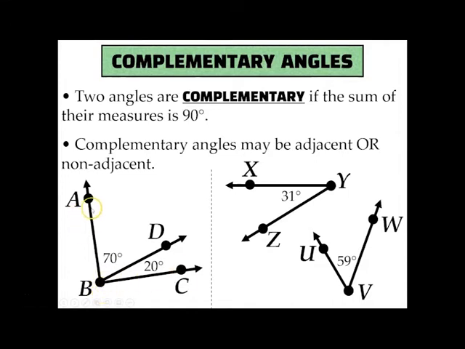You don't have to look for a right angle in order to find complementary angles. You could have completely non-adjacent angles like these two. Angle XYZ is 31 degrees, angle UVW is 59. 31 and 59 gives me 90, so these are complementary angles as well.